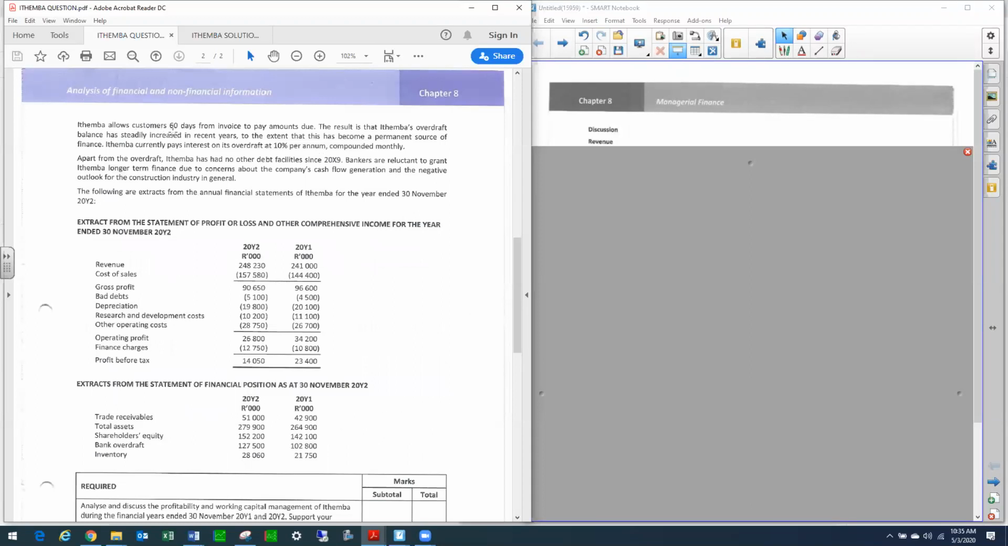It says you allow customers 60 days from invoice to pay amounts due. Do you think when we analyze debtors, we should put that into the solution? Yes. Okay. Interest on overdraft, 10% per annum, compounded monthly. Do you think we should put that into the question? Yes. And has no other debt facilities other than an overdraft. Do you think we should put that into the solution? Yes. And concerns about the company's cash flow generation. Are they telling you what to talk about?